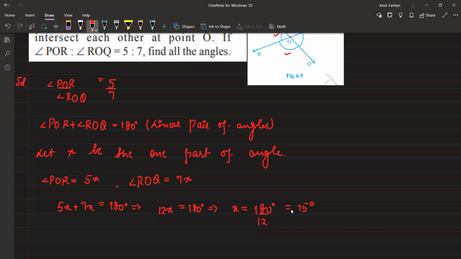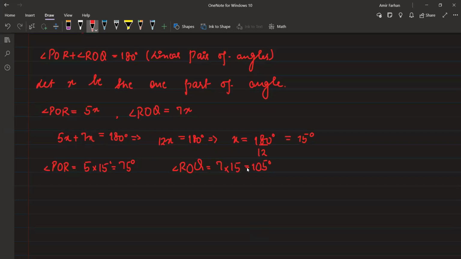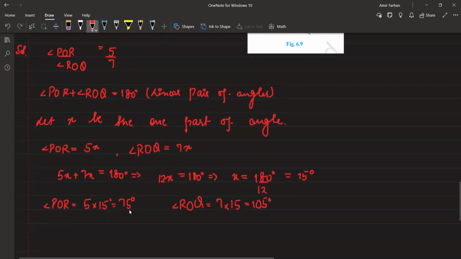Clear. Okay. So now we have the value of one angle part. If you need the value of 5x, what will you do? Multiply. Yes, multiply, which is 75 degree. And angle ROQ equals 7 into 15, which is 105. Clear? Yes. Now if you add them, what will you get? 180, na? 105 and 75, you will get 180. Yes. So we have done the thing correctly.